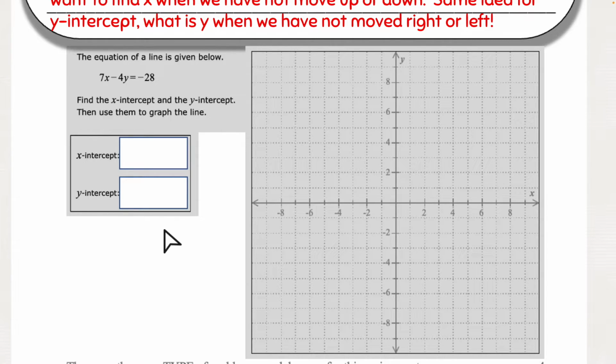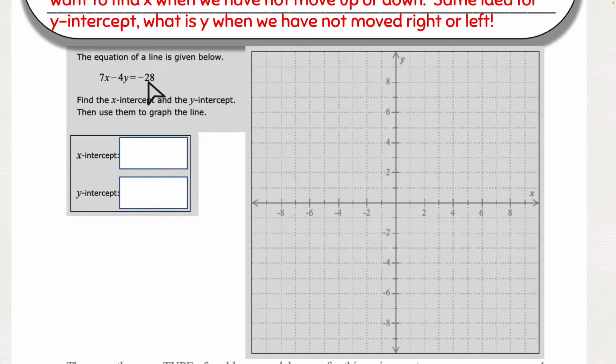All right, so we have the equation of a line given below: 7x minus 4y equals negative 28. If you've been watching those slope-intercept videos, or if we've just gone through this in class, this definitely does not look like slope-intercept, because that's y equals mx plus b, where you have y equals and then the rest of the equation. Now we have x and y mixed on the same side, and we have a constant that it's equal to.